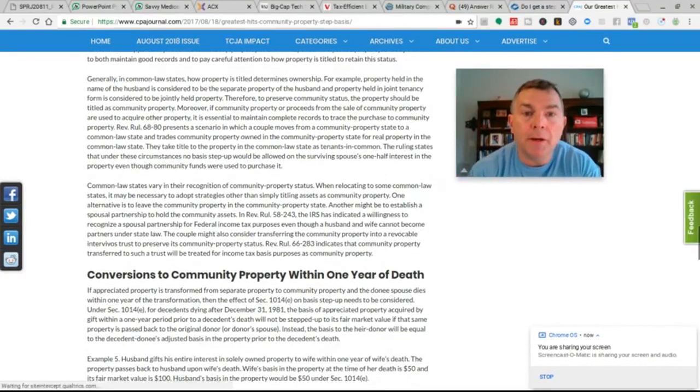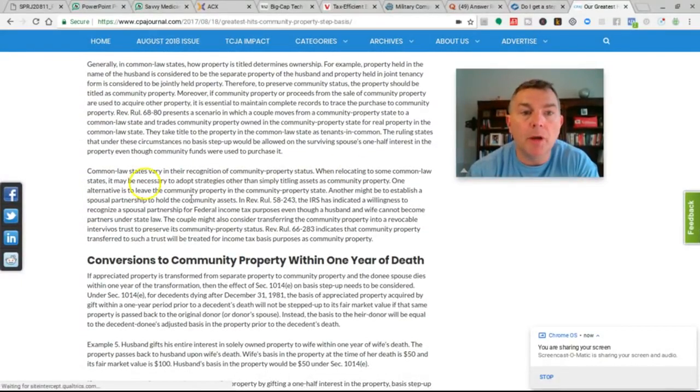Common law states vary in the recognition of community property status. When relocating to some common law states, it may be necessary to adopt strategies other than simply titling assets as community property. One alternative is to leave the community property in the community property state. Another might be to establish a spousal partnership to hold the community assets. Okay, so there's a lot going on here.